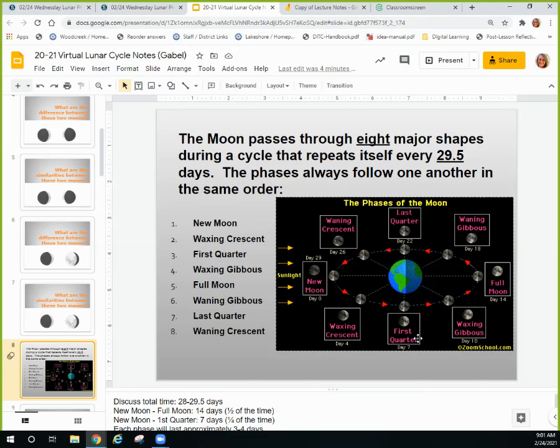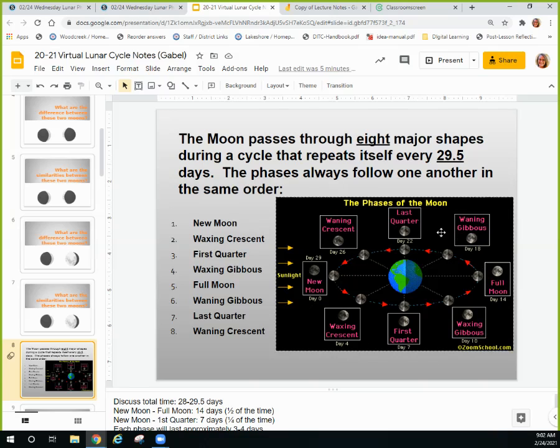And that also lasts 3 to 4 days. And then that first quarter is going to continue to grow until it's significantly past that halfway, and it's now a gibbous. And that waxing gibbous lasts 3 to 4 days. And then you have a full moon.